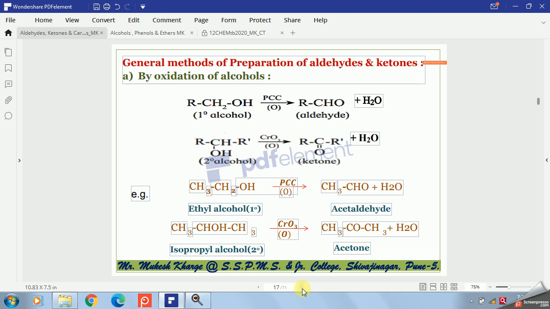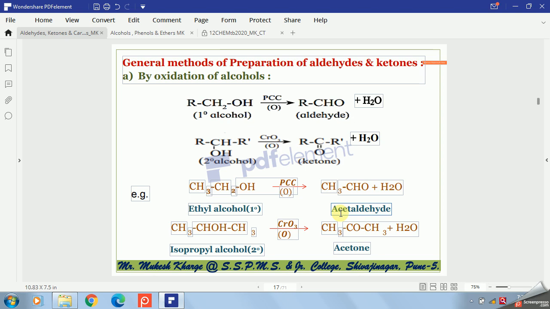Oxidation means simple loss of hydrogen with this oxygen generated due to PCC. So one hydrogen from OH and one hydrogen from the carbon containing the OH group get removed as water, and there is a double bond between carbon and oxygen, and we get the functional group CHO because your alcohol is a primary alcohol. This carbon contains two hydrogens, so we get an aldehyde, and here from ethyl alcohol we get acetaldehyde.